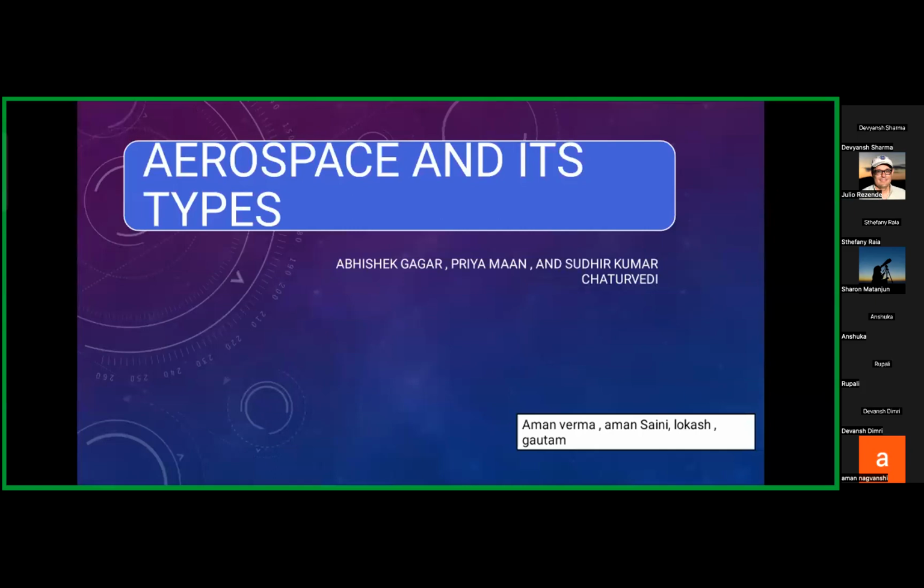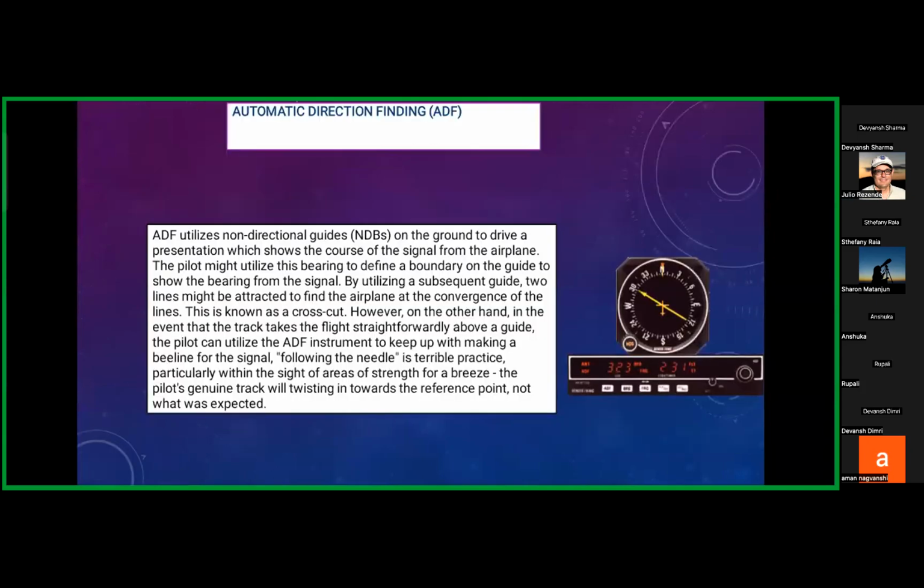So the presentation is here, aerospace navigation and Stripe. So first comes our automatic direction finder. This is a device situated on the ground, and it signals the airplane, and the pilot uses it to define the boundary of the landing on the airport. And by utilizing subsequent guides, two lines may be drawn to find the plane at the convergence of the lines.